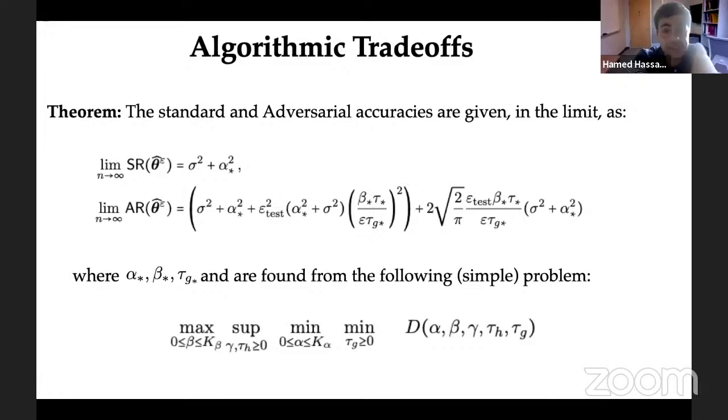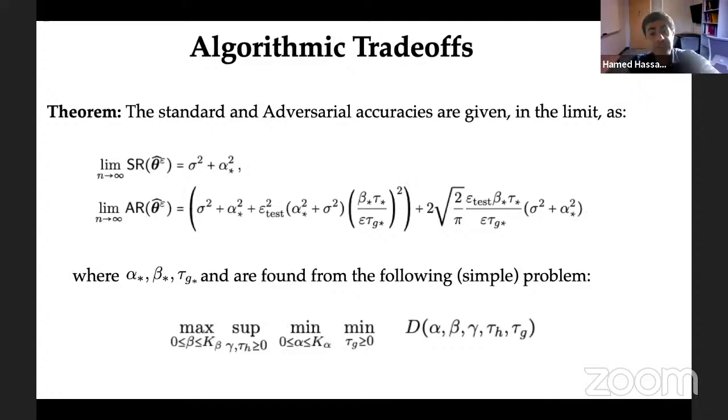So in terms of delta and epsilon, we can precisely compute both standard and adversarial risks. Now, the computation involves parameters in this formula. These parameters are found by solving a very simple, like 5-dimensional, optimization problem involving simple scalar variables. So this can be solved numerically.